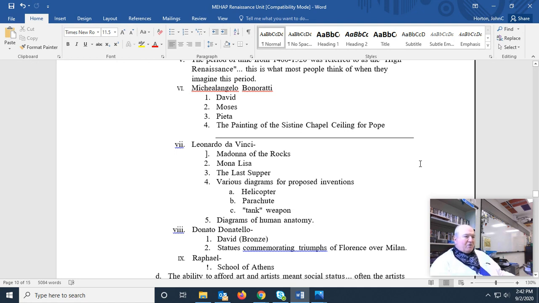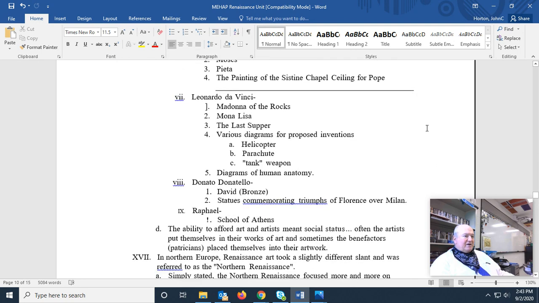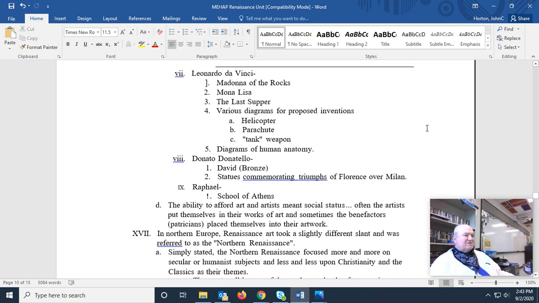Michelangelo Buonarroti sculpted David, Moses, and the Pietà, and painted the ceiling of the Sistine Chapel for Pope Julius II, which most people consider his crowning achievement. But to me, honestly, the Pietà, no, actually, I'm sorry, David is the one. Leonardo da Vinci: Madonna of the Rocks, of course the Mona Lisa and the Last Supper, and then various diagrams for various proposed inventions.